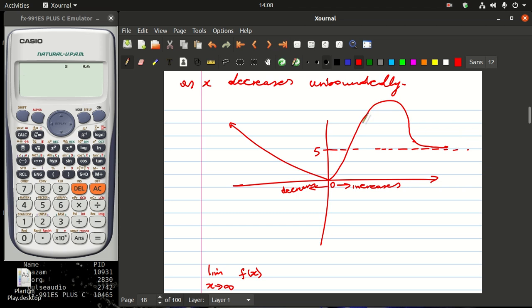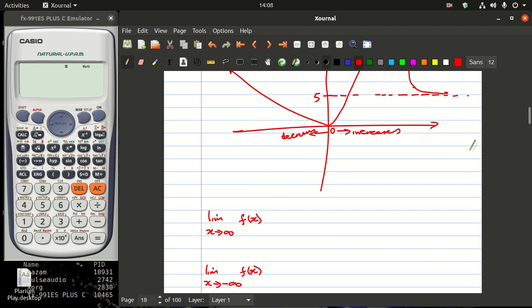If I were to plot this curve with a computer, it's going to say that it's going to end up touching that point at infinity. So basically here, as we keep increasing this x, this function keeps getting closer and closer to 5. So this one here is actually the limiting value of this particular function f.